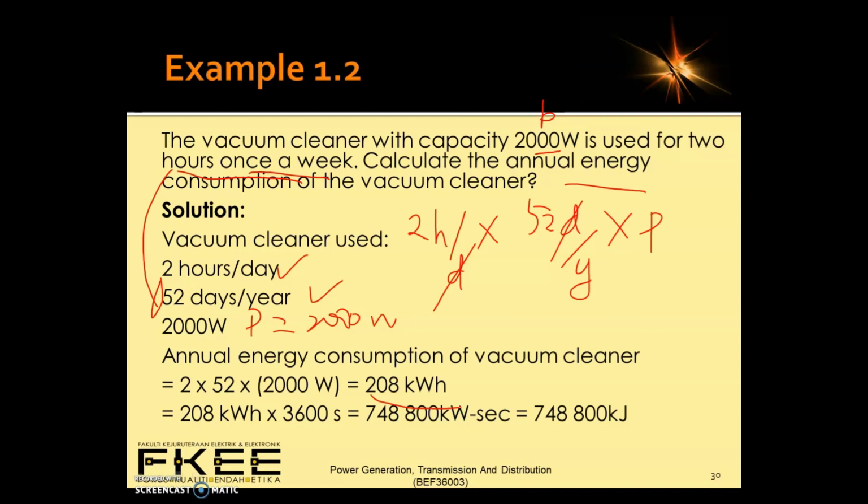Okay. And then if you want to change the units to joules, 1 hour is equivalent to 3,600 seconds. As we know, joules is watt seconds, so you have to multiply the value of watt with the seconds. So 208 kilowatt hours, we multiply with 3,600 seconds, you'll get 748,800 kilowatt seconds or 748,800 kilojoules.